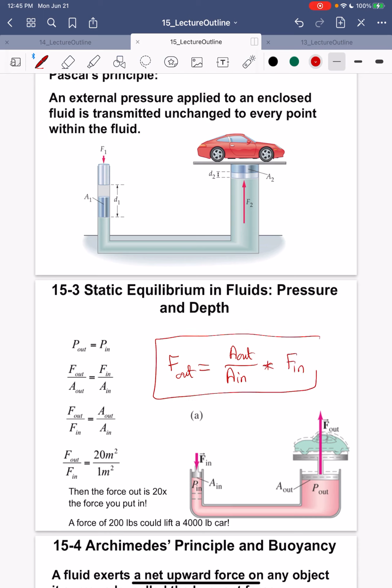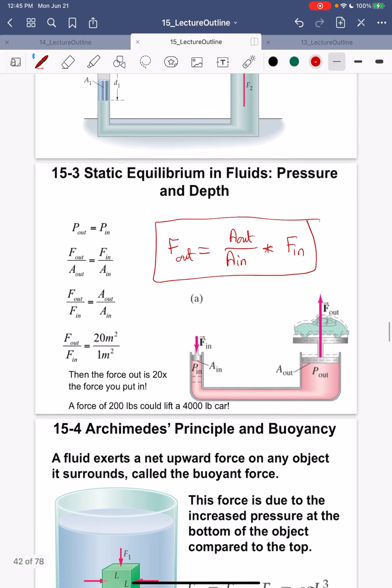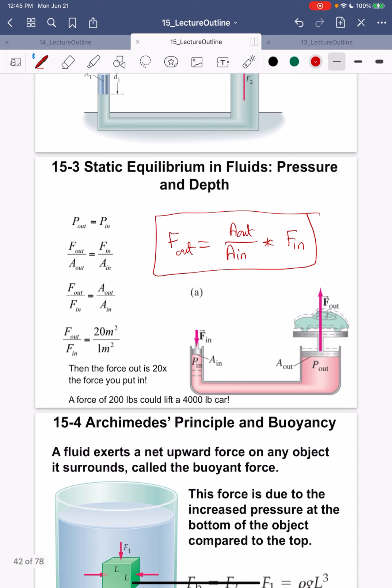Here I call this the force multiplier. If I make the ratio between A out and A in very big, then I can multiply the force that I exert by a considerable factor. And this is very important. As I said, you will go to the mechanic's shop, and the worker is just going to push the button, and he or she will be able to lift, with 200 pounds, maybe a 4,000 pound car. It depends, okay?